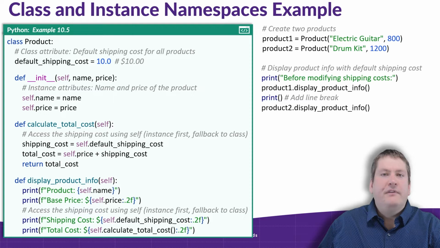So here we are defining two instances of the class, product 1 and product 2. Product 1 is going to be an electric guitar, and it's going to cost $800.